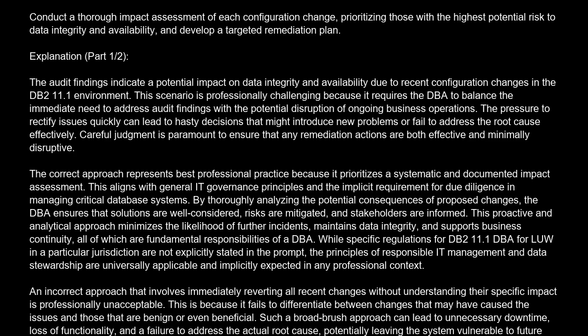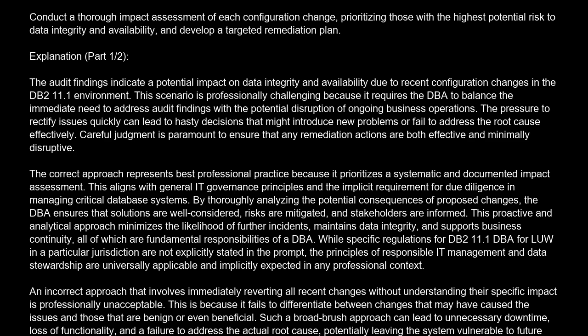Explanation. The audit findings indicate a potential impact on data integrity and availability due to recent configuration changes in the DB2 environment. This scenario is professionally challenging because it requires the DBA to balance the immediate need to address audit findings with the potential disruption of ongoing business operations.